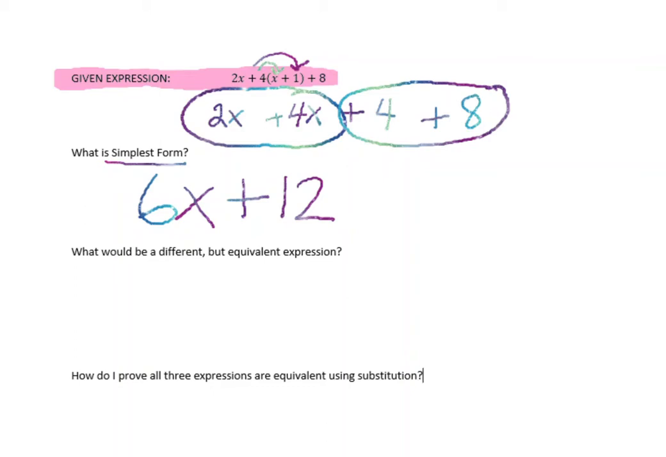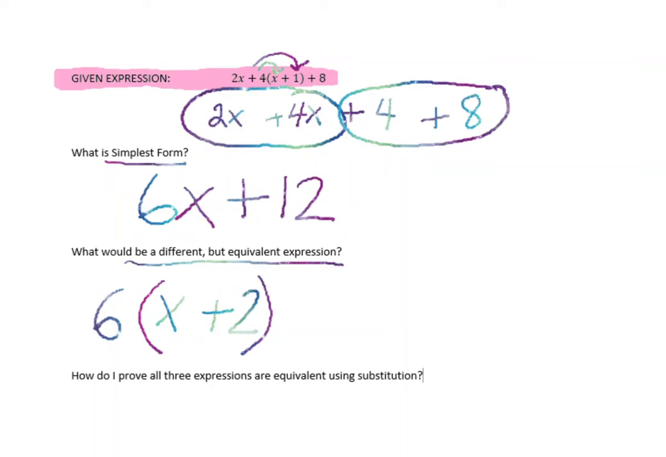Lots of options to write a different but equivalent expression. We could apply the distributive property. So 6x and 12 have a common factor, a greatest common factor of 6. So if I factor that out, I would be left with 6 parentheses x plus 2. So that would be an equivalent expression to the given expression.